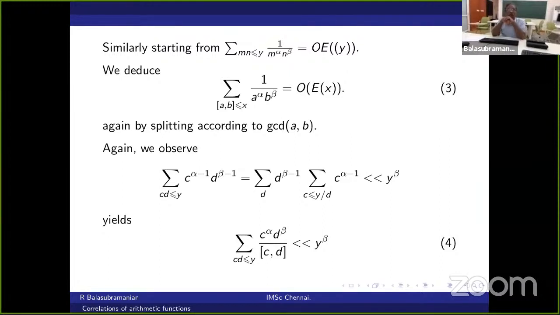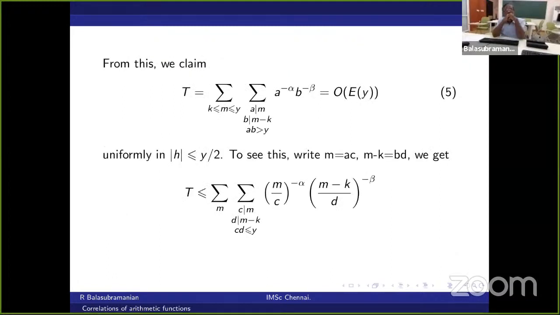Now look at cd less than or equal to y: the sum of c^(alpha minus 1) d^(beta minus 1). That summation is again rather easy to do, and it gives y to the power beta. It gives the sum over cd less than or equal to y of c^alpha d^beta divided by the LCM of c and d, which is less than or equal to y^beta. But what I will be interested in a little later is not cd less than or equal to y, but cd bigger than or equal to y. The case cd bigger than or equal to y can actually be deduced from what I have on cd less than or equal to y. That's exactly what I want to say.